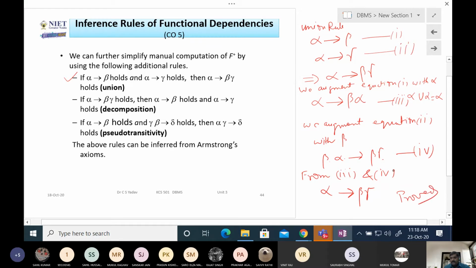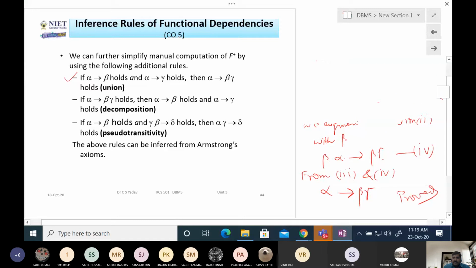That's why we say the primary rules are sufficient, sound and complete, and with the help of the primary rules we can derive the union rule. Did you get it? Hello, please let me know. Vineet, yes, sir. Raj, yes, sir.